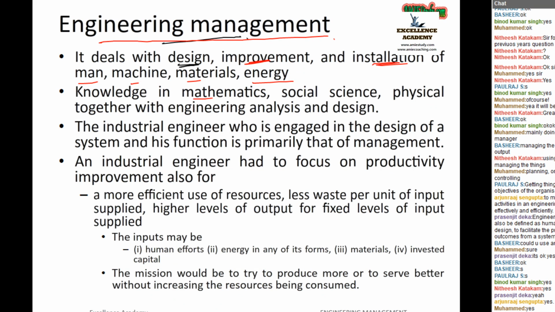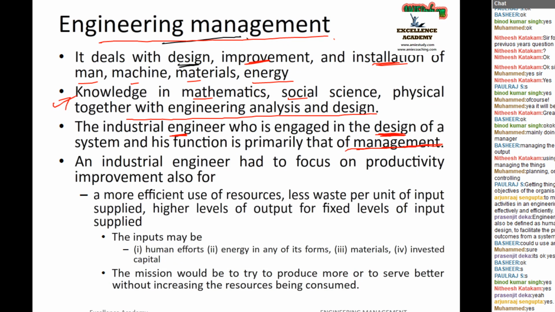So for that, knowledge in mathematics, social science, and physical science, together with engineering analysis and design, are required for good engineering management. Next is the role of an industrial engineer, which is primarily that of making good management. If an industrial engineer is engaged mostly in the design of a system, his main function is to give good suggestions for good conduct of the management. That is the first job that he has to perform.